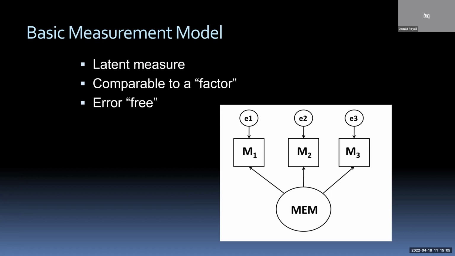We have a battery of tests that are each indicators of a latent measure, which we're going to call memory, comparable to a factor. And it's relatively error-free, not absolutely error-free, but the memory construct is relatively error-free because the error associated with each of its indicators is not shared in common across all 3. So it can't invade the shared variance, which represents the memory construct.